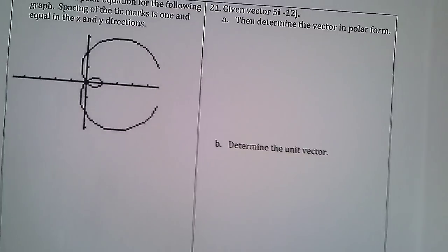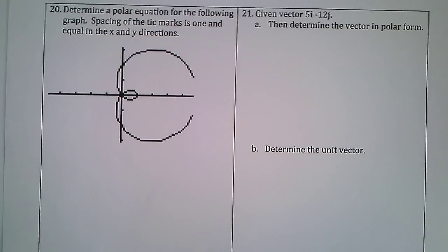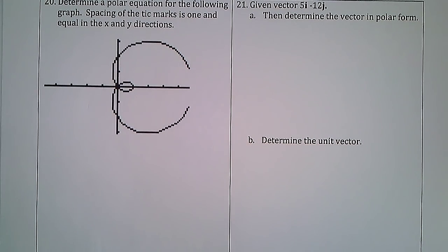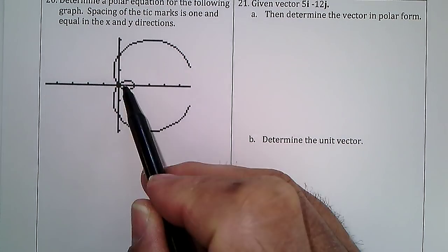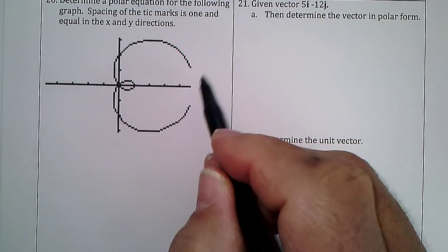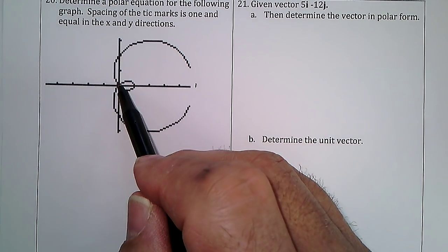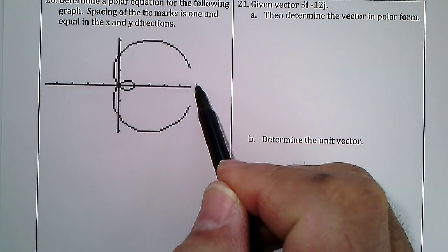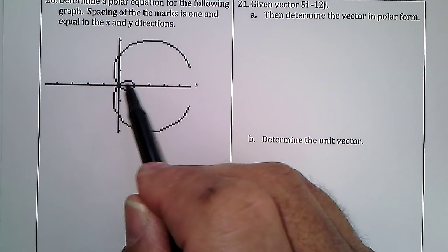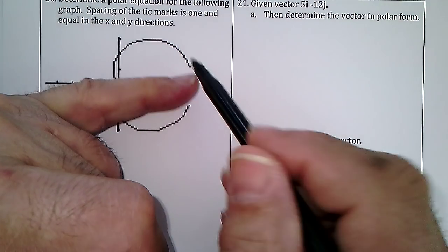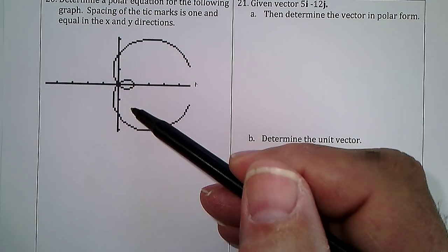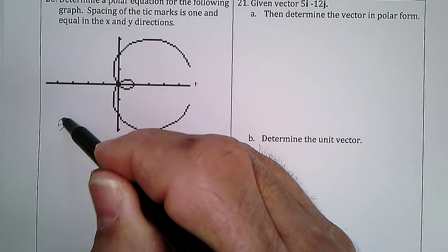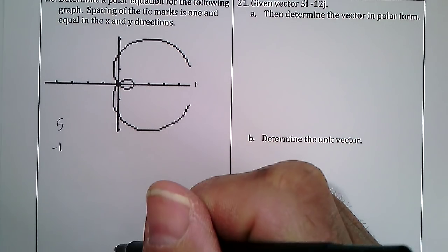Okay, last page. So this looks like a limacon with an inner loop. So the farthest out this gets is 1, 2, 3, 4, 5. And it gets in, looks like -1. Looks like it goes from 5. And when we get over this side, it goes to -1. So it ranges from 5 to -1.